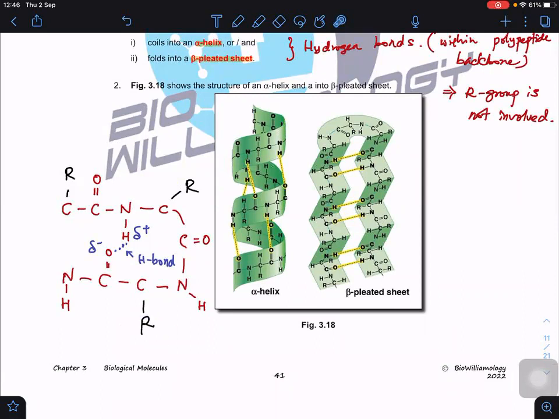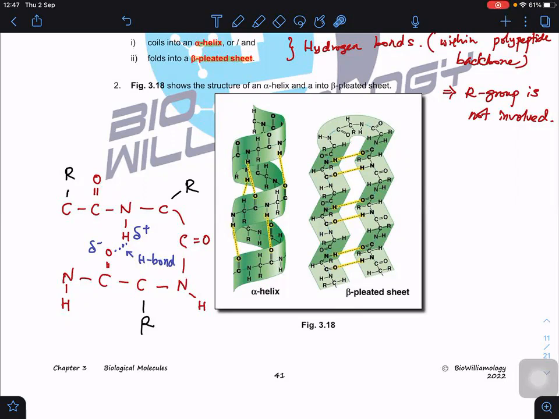the R groups are projected sideways, therefore they are not involved in the formation of the hydrogen bonds in alpha helix or beta pleated sheets. Can you see that? Beta pleated sheet is also the same thing, C double bond O and H form the hydrogen bond, H and O hydrogen bond. So this hydrogen bond maintains the alpha helix or beta pleated sheets here.